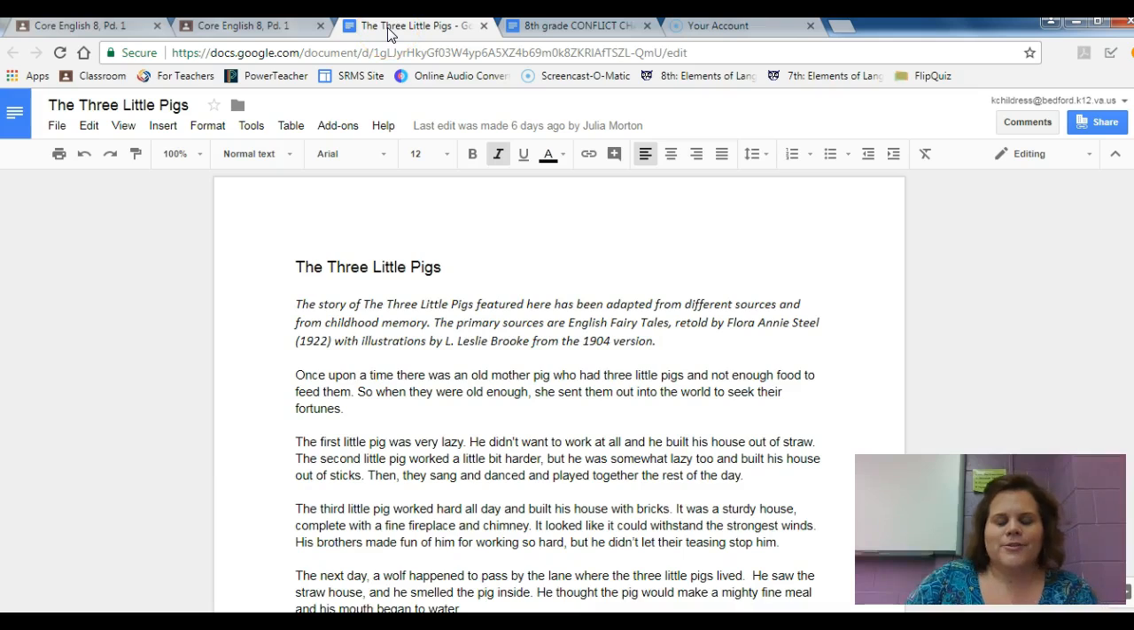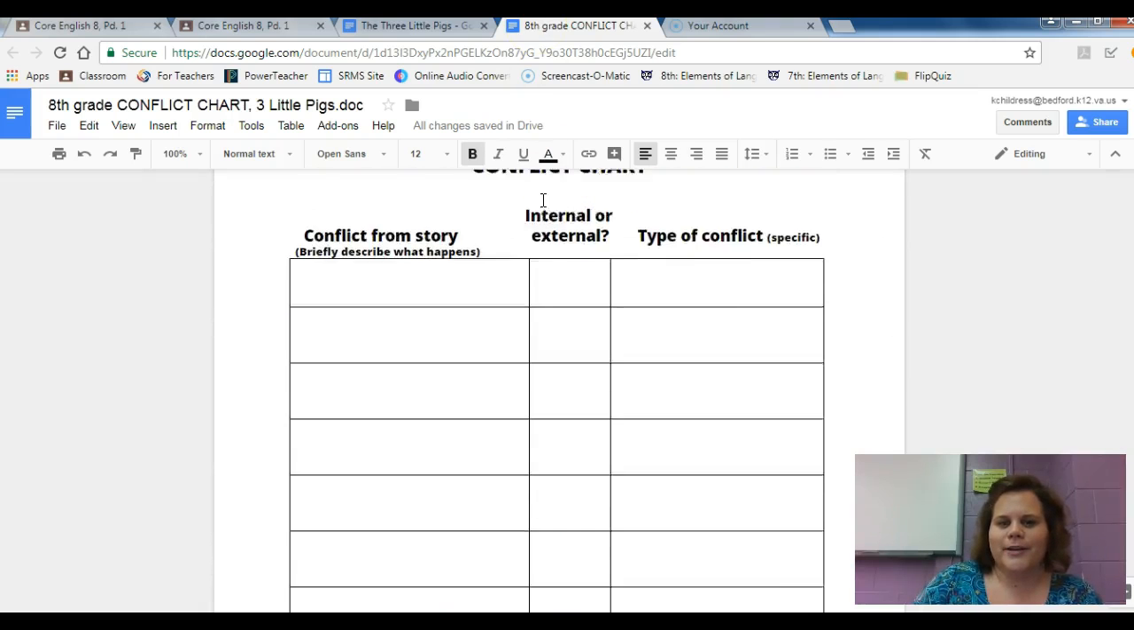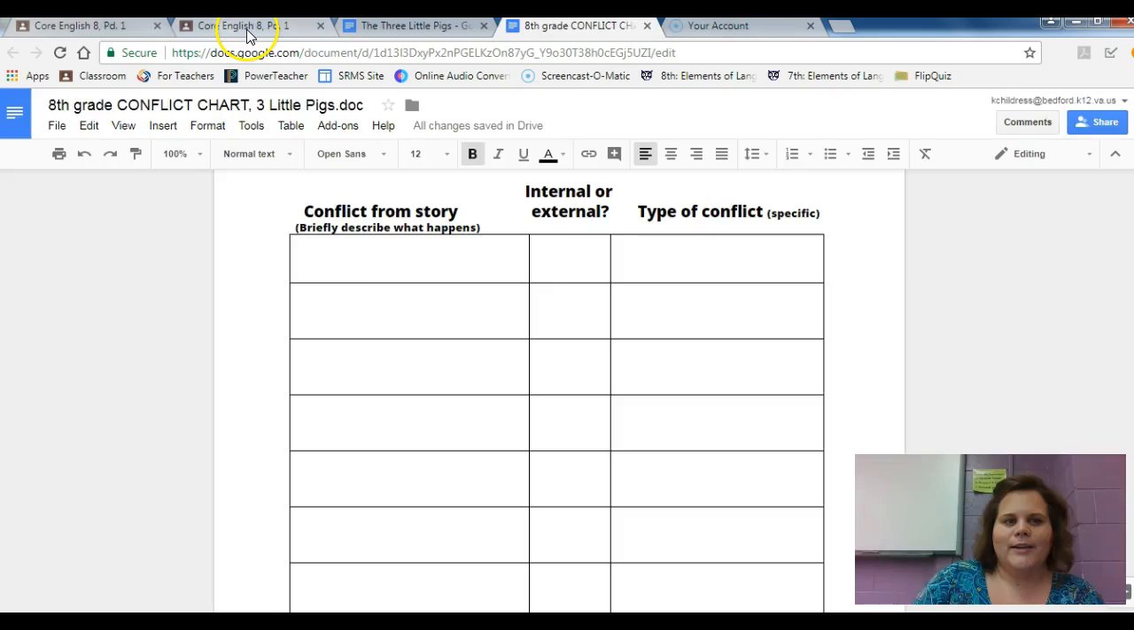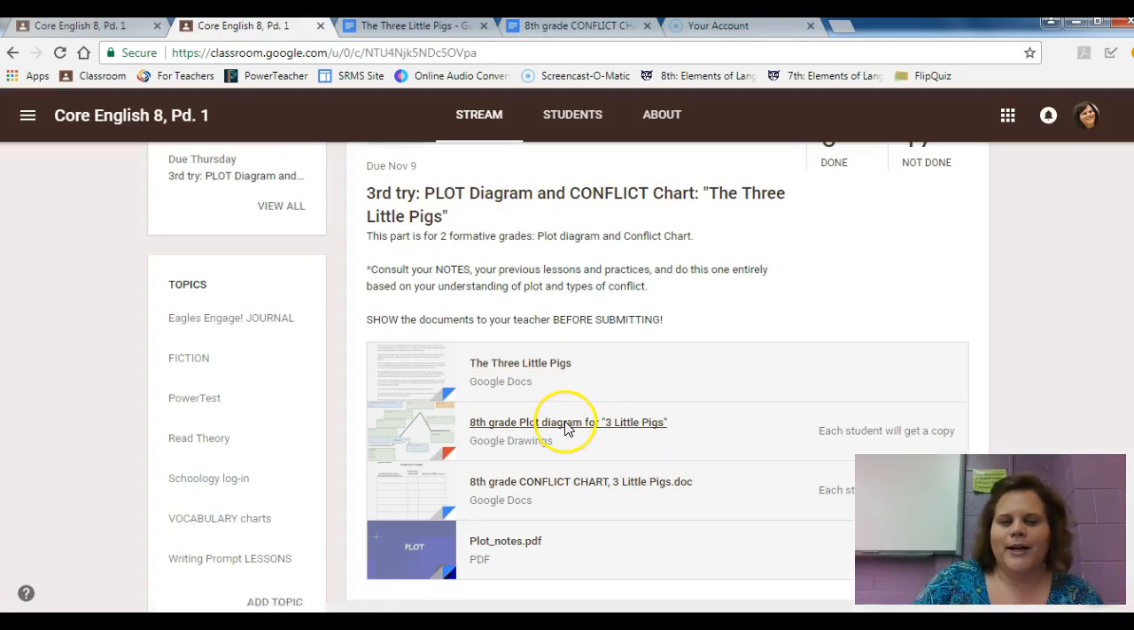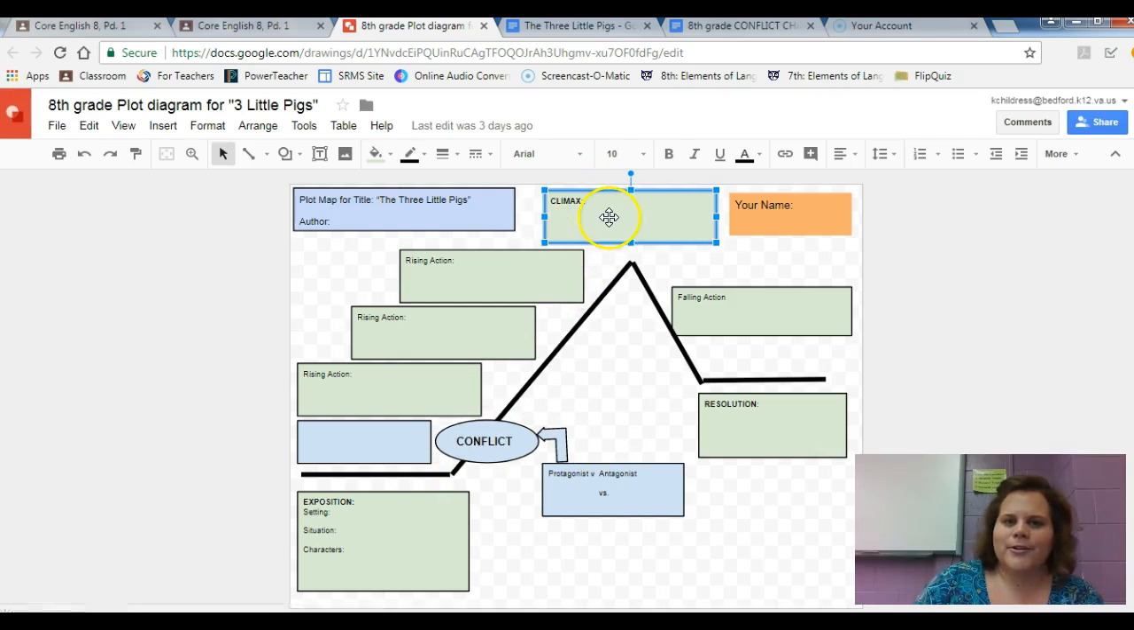So, first things first, read the story. Don't go by memory. Second thing, look for the conflicts, and then that will kind of help you determine your climax too. And then the third thing is you're going to create a plot diagram for the Three Little Pigs. If you are feeling unsure, then figure out the climax first and show your teacher, and then if the climax is right, everything else tends to fall into place. And you can type on this, but make sure you don't submit it until you're pretty certain that you're correct.